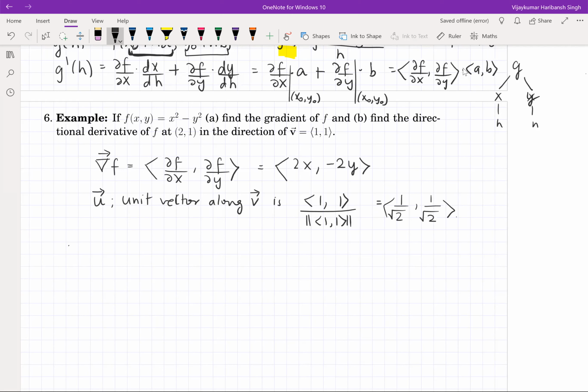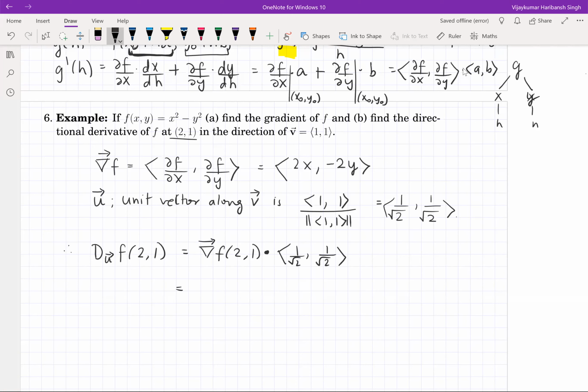So therefore, what do we get? We get the directional derivative of this function at (2, 1) in the direction of v. The notation is going to be D_u of f at (2, 1). By definition, this is going to be grad of f evaluated at (2, 1) dot product with this unit vector, which is (1 by root 2, 1 by root 2).